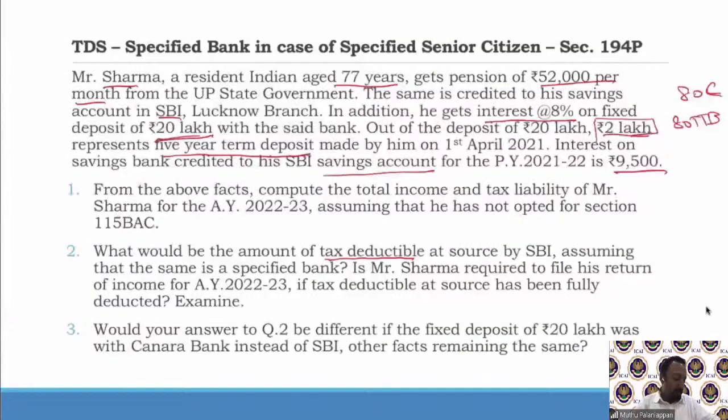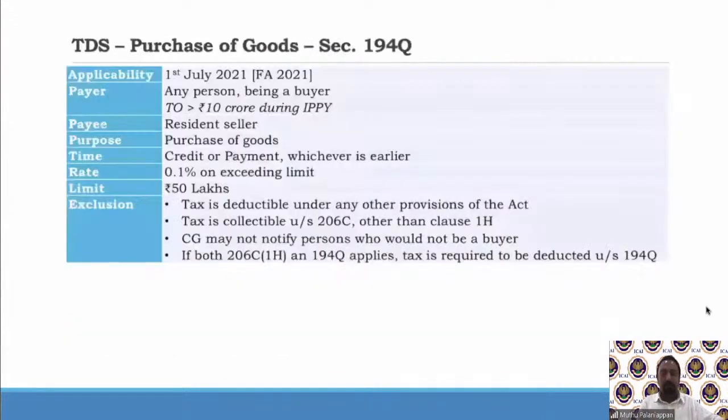Would your answer be different if the fixed deposit of 20 lakhs was in Canara Bank? What happens if it's Canara Bank? It's two different banks, so return has to be filed. So 194P says both the pension income and interest income should be from the same bank. If it is from a different bank, then return has to be filed.